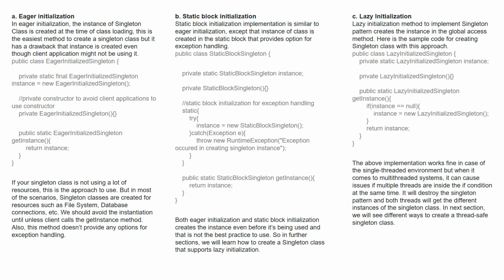Both eager initialization and static block initialization create the instance even before it's being used, and that is not the best practice to use. So in further sections, we will learn how to create a singleton class that supports lazy initialization. C. Lazy initialization. The lazy initialization method to implement singleton pattern creates the instance in the global access method. Here is the sample code for creating a singleton class with this approach. See an example.